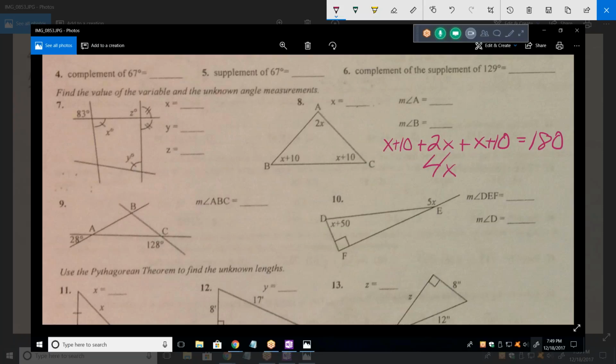About the numbers. Okay. And keep going. Next line. And next line. Okay. So, x equals 40. Now what's the measurement of angle A? And angle B.